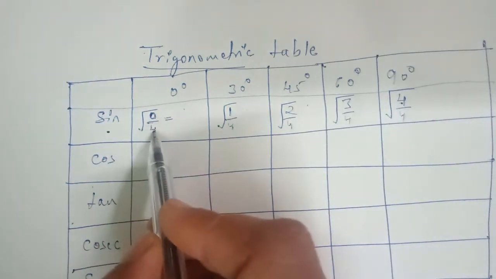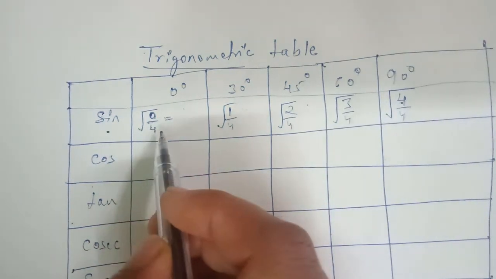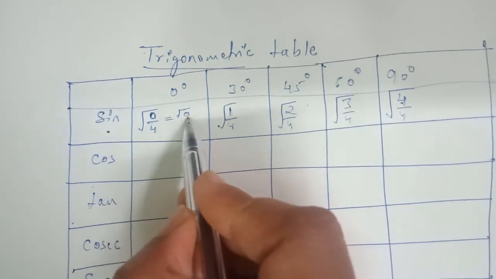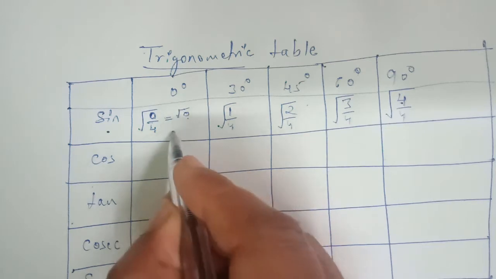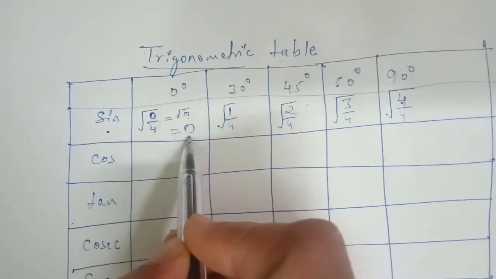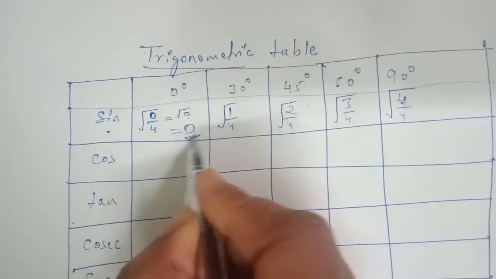When we divide 0 by any number, we get 0. It means we get under root 0. And 0 is the number which never remains under the root. So, we can say the value of sine 0 degree is 0. This is the value of sine 0 degree.